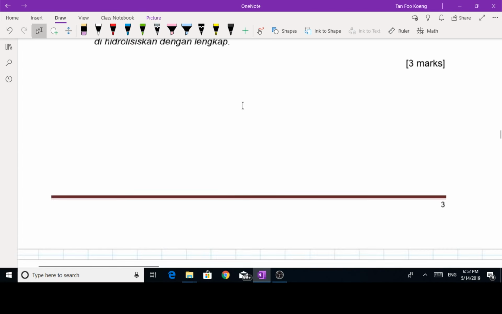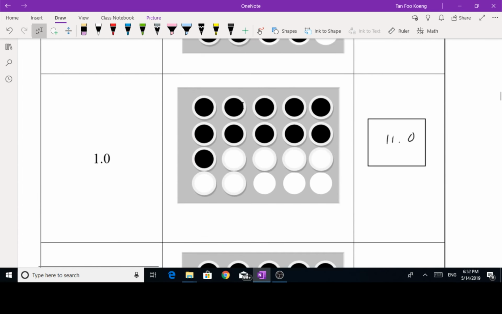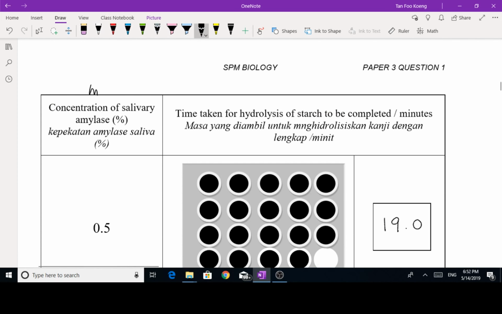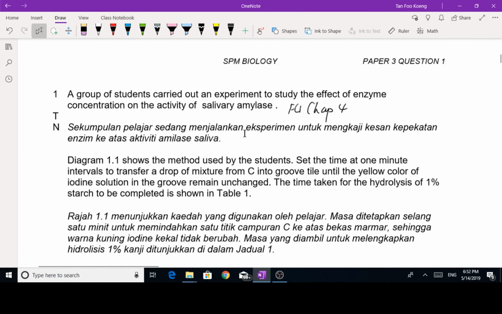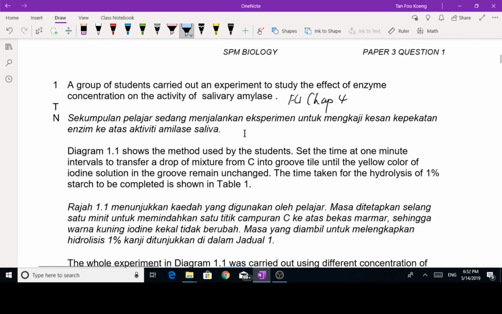Of course, you can also refer to the table. On the far left, we have the MV, the concentration of the salivary amylase, and the time taken is the ORV. So this is the second method to get the MV and ORV. Then what is the RV? There's actually another method to find out: it is from the question itself. You have the effect of concentration, this is the MV, and the activity of salivary amylase, this is your RV. So to cut it short, if you can't find them, please refer to question E number 1. You'll be able to find the MV, ORV, and RV.